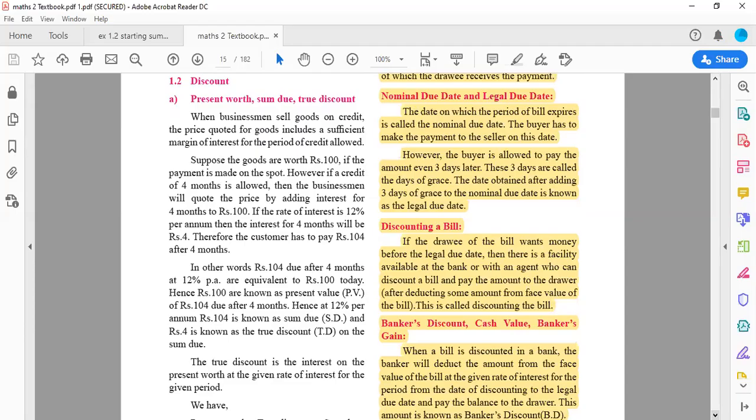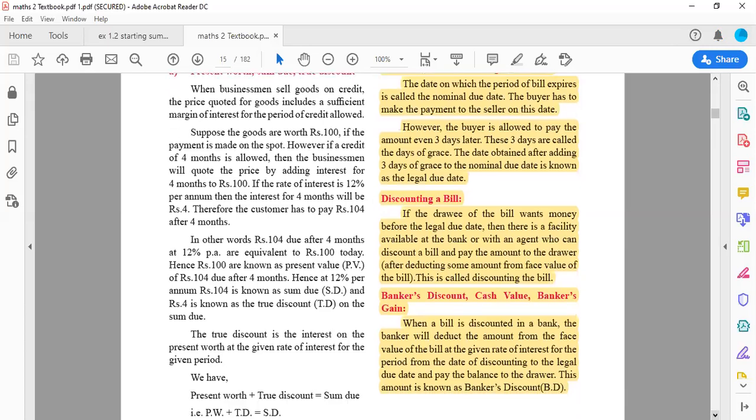As you all can see, today's topic I have disclosed in front of you is regarding PW, that is present worth, sum due, that is SD, and TD, not trade discount but true discount. Before I start with the topic, just pay attention to this small example which is shared in your textbook.